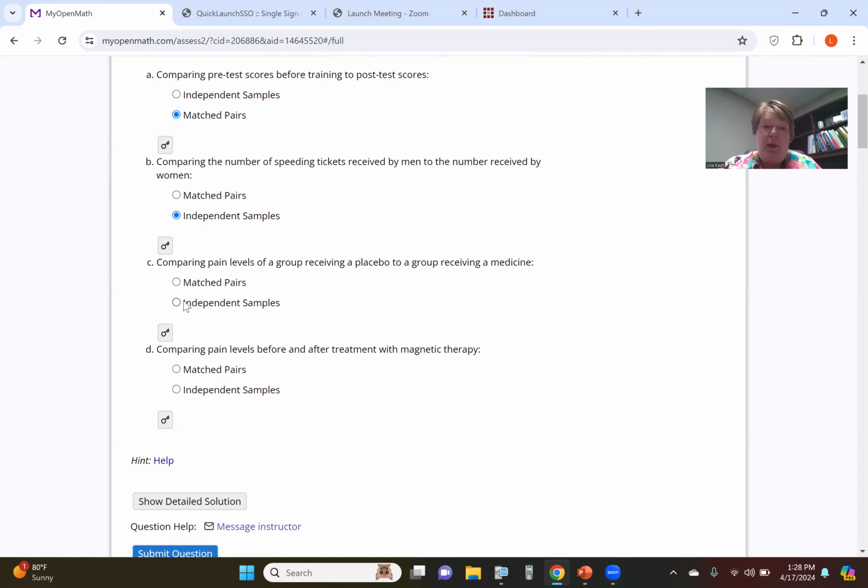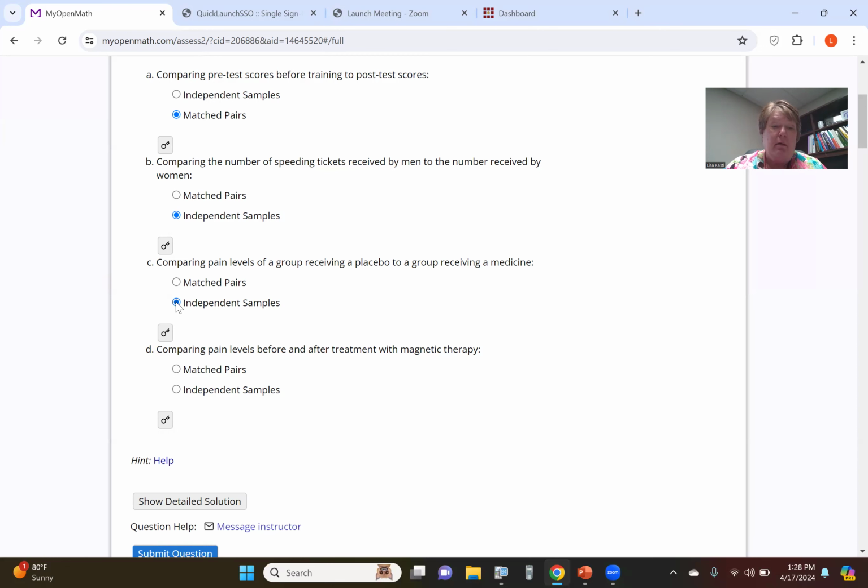Part C, comparing pain levels for a group receiving a placebo to a group receiving a medicine. Again, those are independent samples. Those are two separate groups. One's receiving a placebo, one's receiving medication, two independent samples.